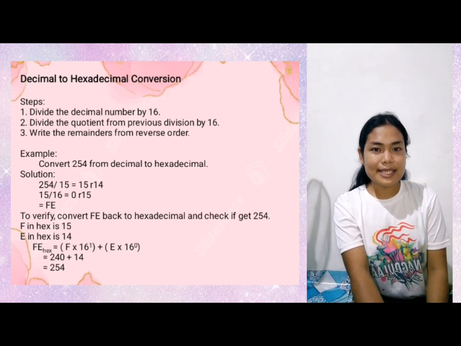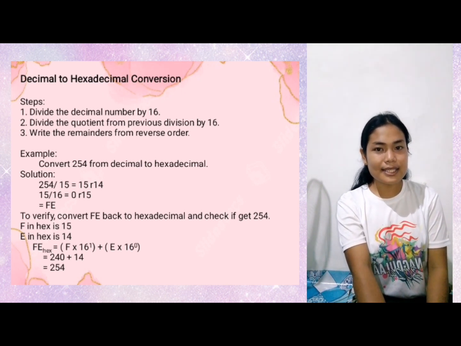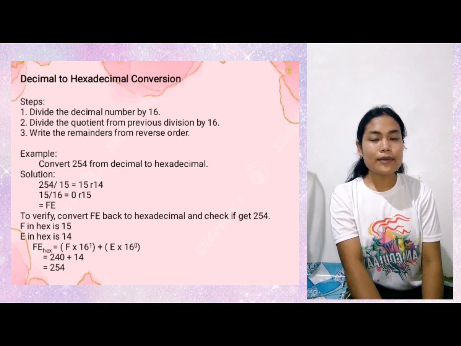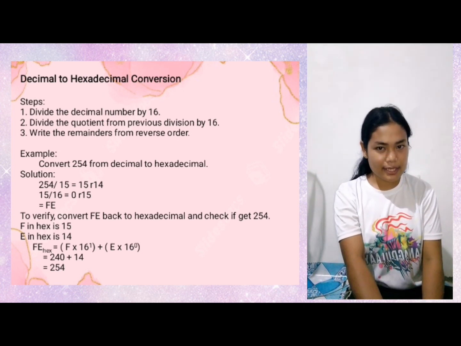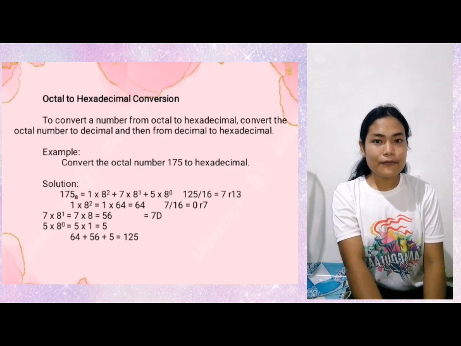F in hexadecimal is 15. E in hexadecimal is 14. FE hex is equal to F times 16 raised to the power of 1 plus E times 16 raised to the power of 0. Substitute the values. FE hex is equal to 15 times 16 plus 14 times 1, which is equal to 240 plus 14, which is equal to 254. Octal to hexadecimal conversion.